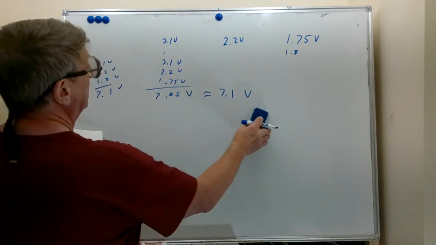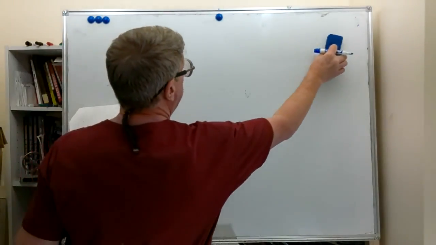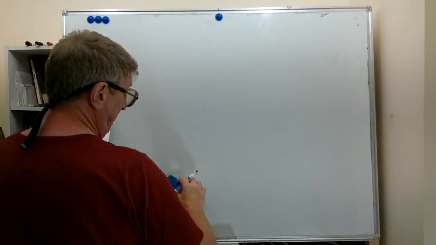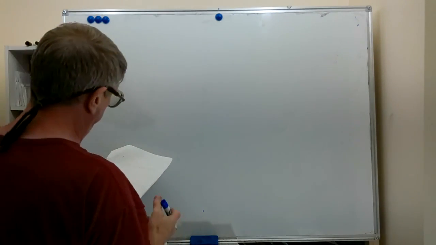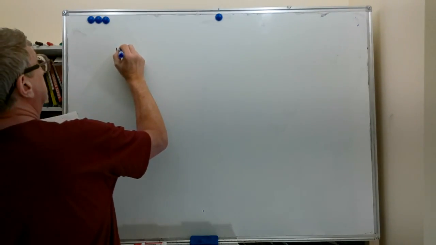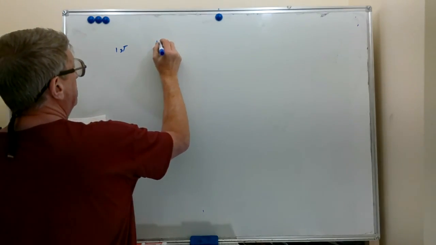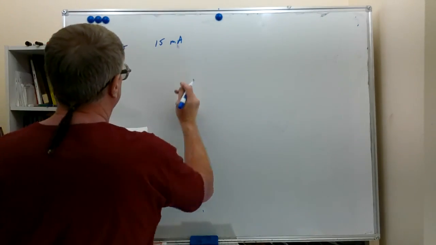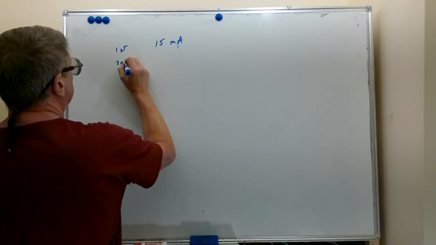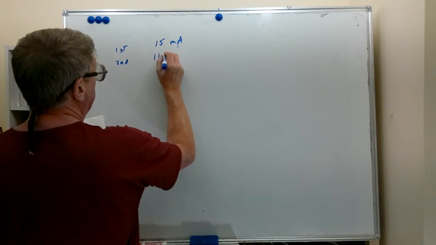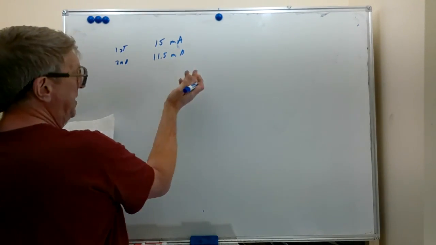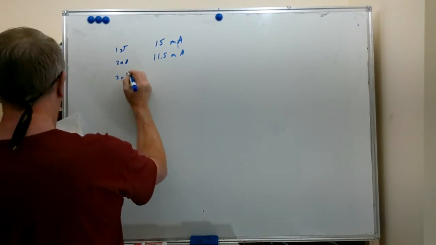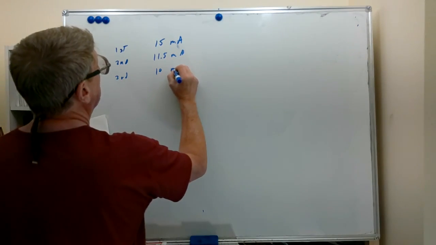We're going to do another example kind of like that. Measuring the current in a circuit. I'm going to measure this at 3 different times. First measurement, we get 15 milliamps. Second measurement, we get 11.5 milliamps. Time went by. Apparently the current changed a little bit. Third measurement, we get 10 milliamps.